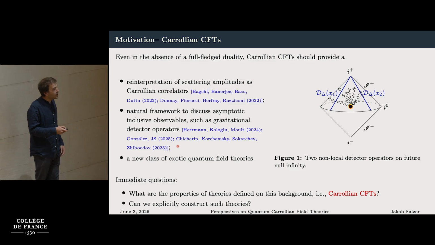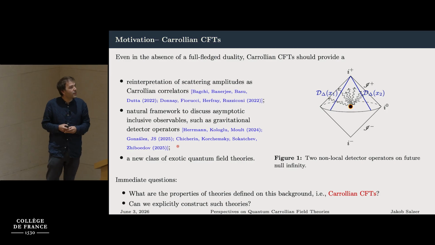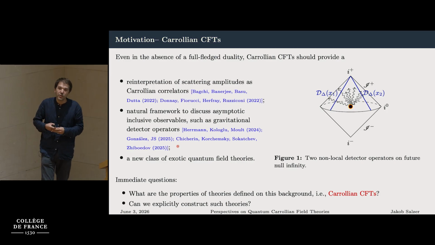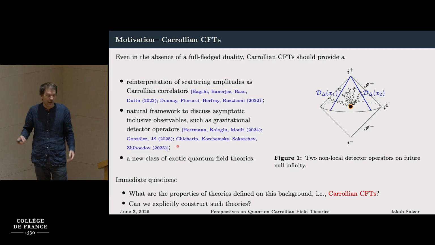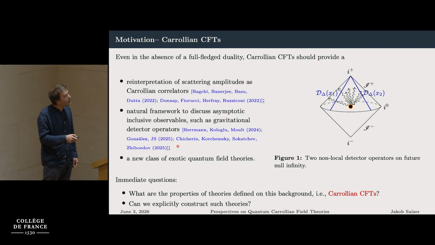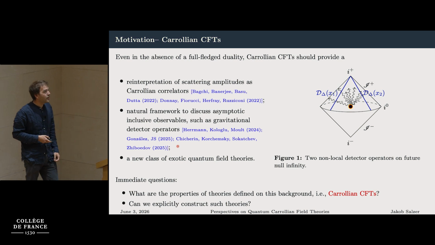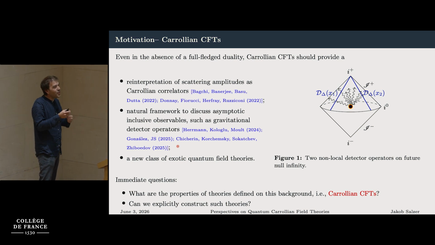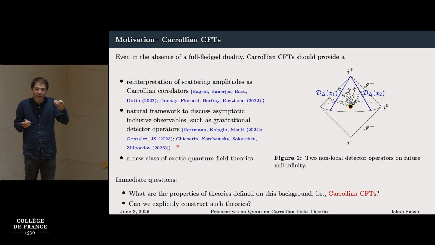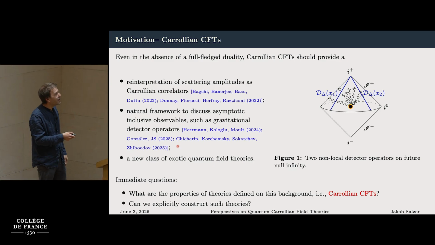Then there is something that I'm very interested in at the moment. If you look at actual observables of asymptotically flat spacetimes, these are usual inclusive observables where you sum over outgoing states. Some of these inclusive observables have very nice interpretations in terms of extended operators living on scri, so-called detector operators. Now, since these operators are defined on scri, they should have a natural place in this Carrollian CFT, if we're able to make sense of it. And from this, we should learn something about these detector operators.